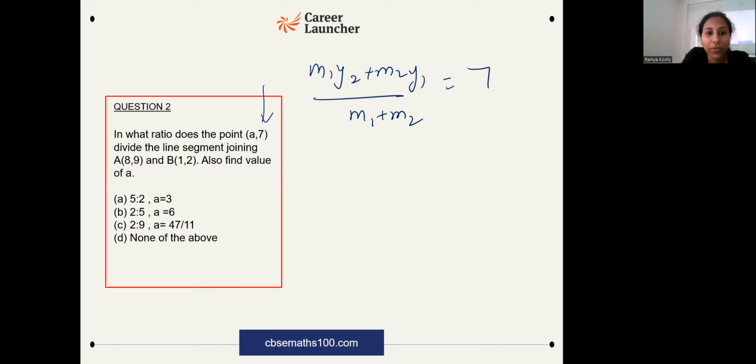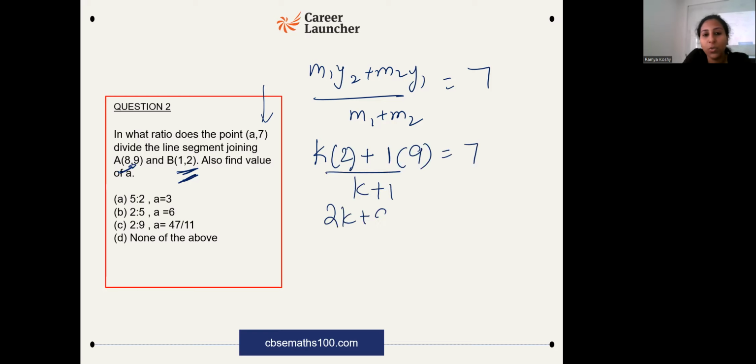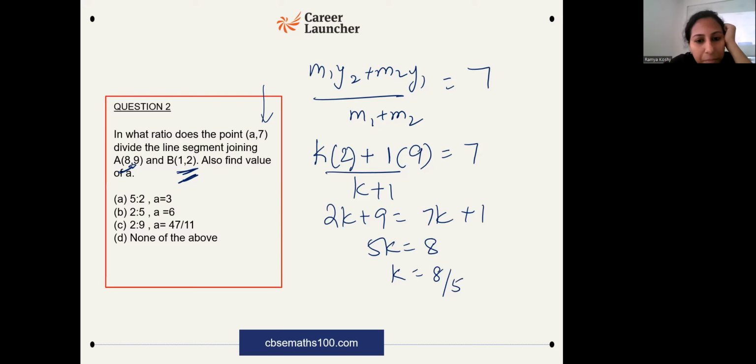Okay. So here what will you get? M1 over here we are taking as K. We are taking it as K is to 1, no? So you will get K into, the second point is this, K into 2 plus 1 into 9 divided by K plus 1 is equal to 7. 2K plus 9 is 7K plus 1. 5K is equal to 8. K is equal to 8 by 5. Let me just check my answer.